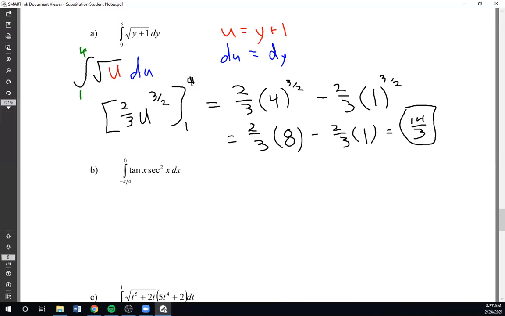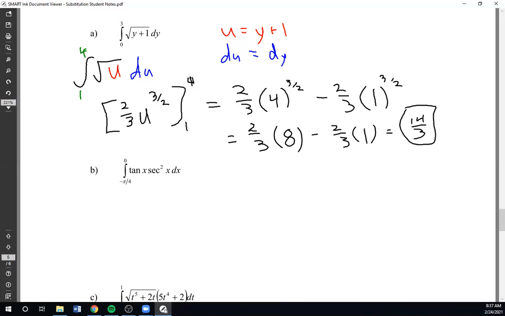Next one. Oh, we got two different functions there. And so we need to figure out which one to make u. Either one will work, actually, but I'm going to work with making u tangent of x.